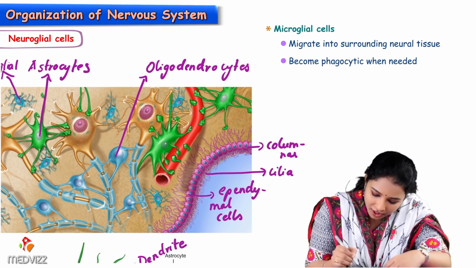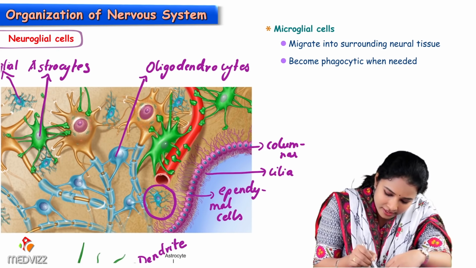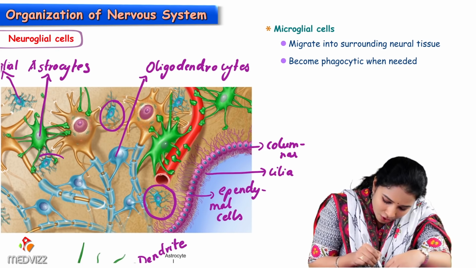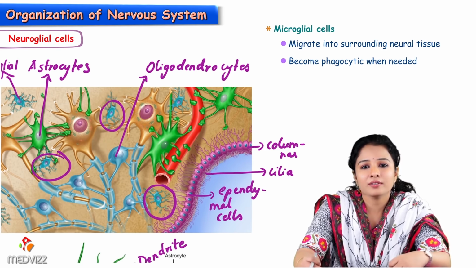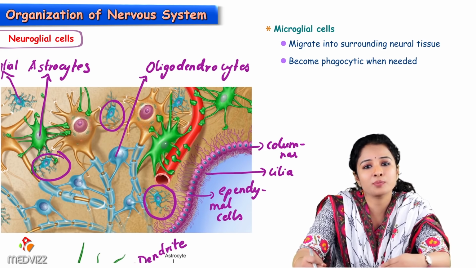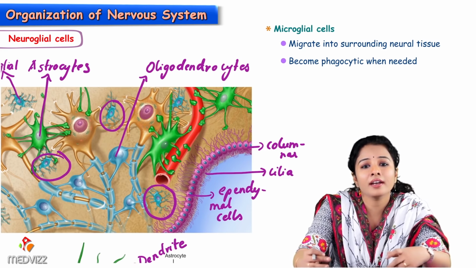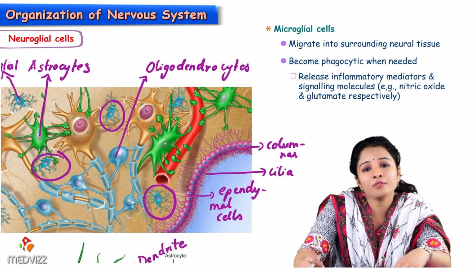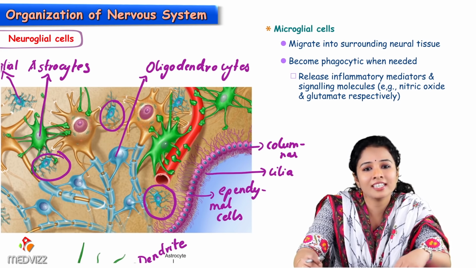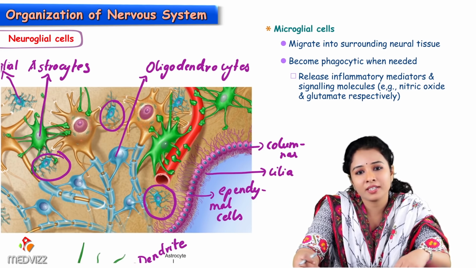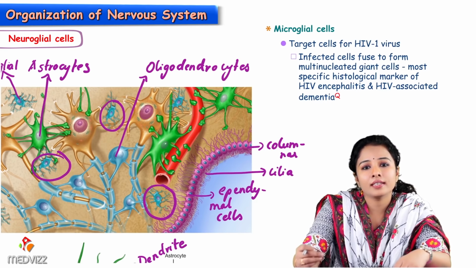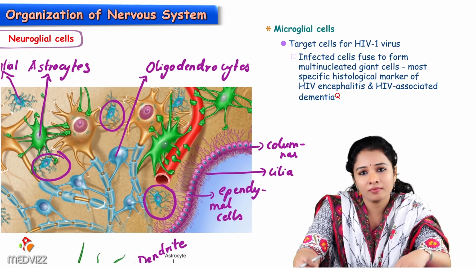So, here are the microglial cells which are the smallest among all, and these phagocytic cells, wherever there is an inflammation, they engulf the pathogens, waste products and cell debris, and are capable of releasing inflammatory mediators and signaling molecules like nitric oxide and glutamate respectively. And these are the target cells of HIV virus.